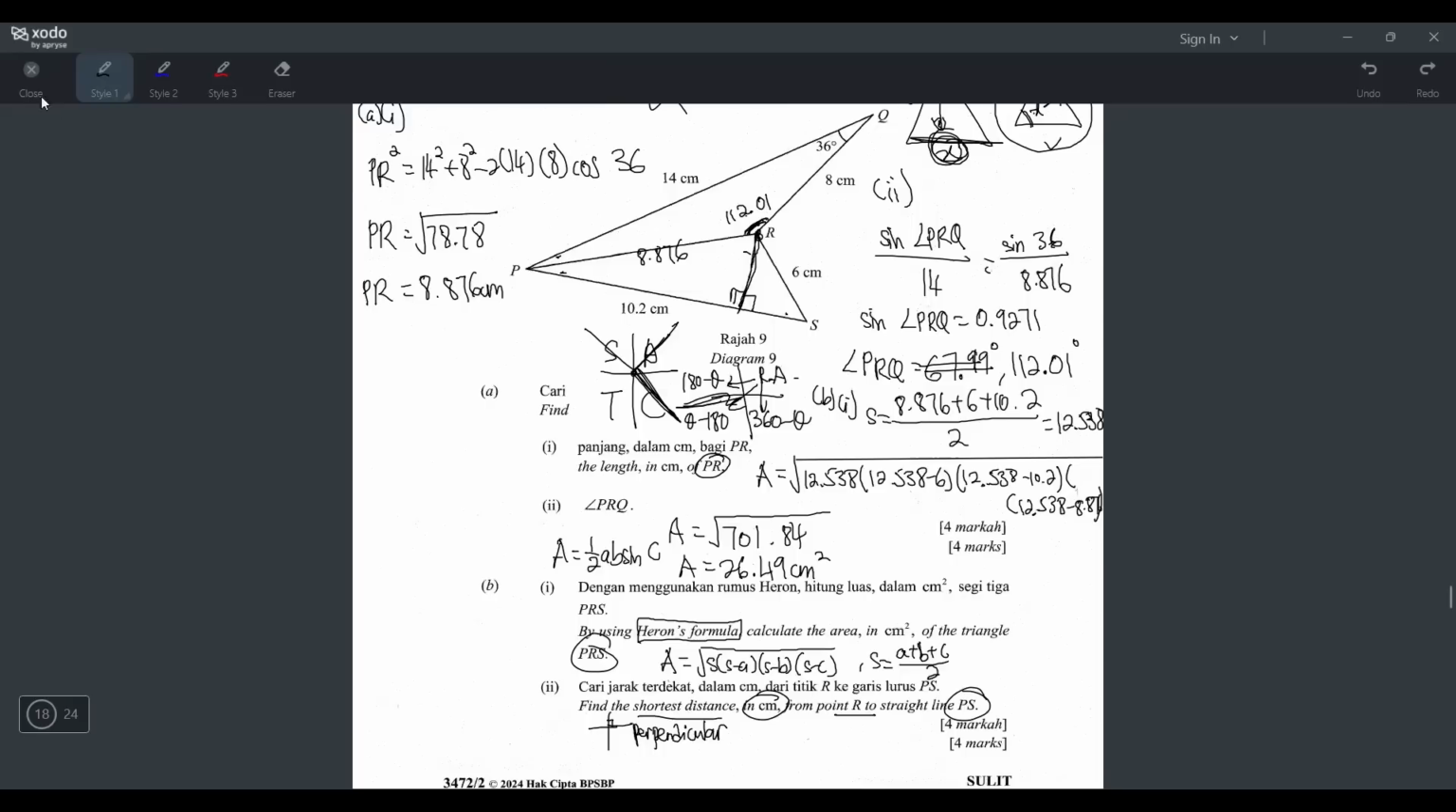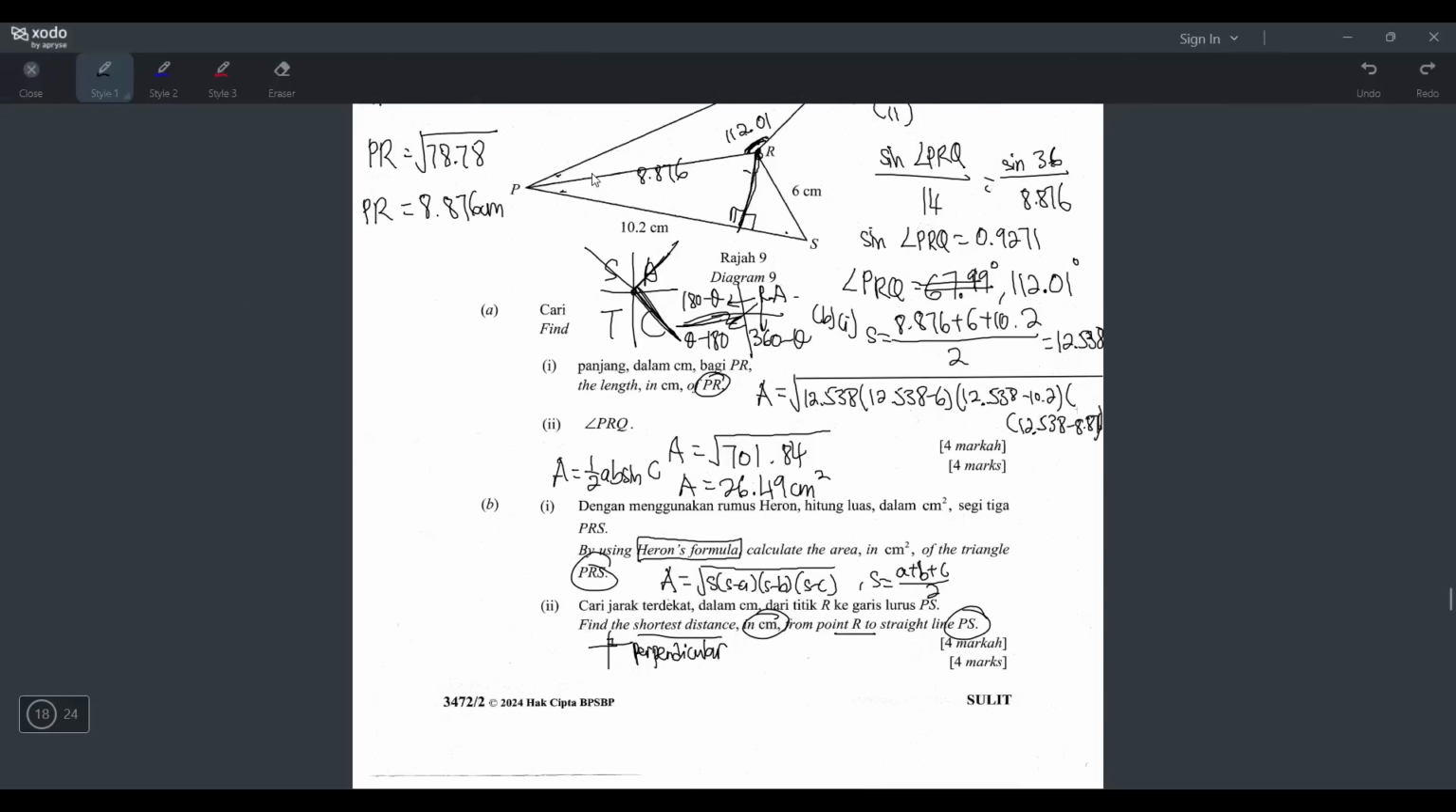That is why you will use the area formula to do it. Okay, do you remember just now you already have the area of PRS? You find it using the Heron's formula, you get 26.49. So now you will use the formula 1/2 times base times height equals to 26.49. And the base you can use 10.2. Why I use the base 10.2 is because then I can involve this distance in my working already. Because this shortest distance will be my height. If I use the 10.2 as the base, then this distance will be the height.